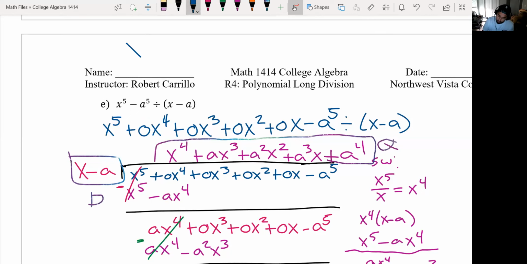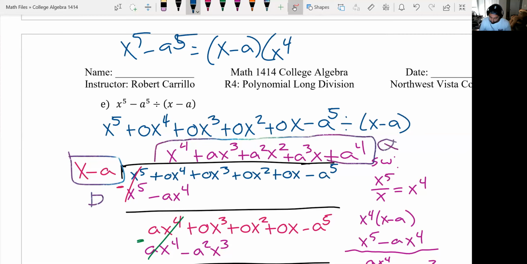If we gave you x to the fourth minus a to the fourth, that is also a difference of squares. But then they gave us x to the fifth minus a to the fifth. That is a difference of fifths. And by long division, you just witnessed that you can factor a difference of fifths. A difference of fifths would factor to what we just found: x minus a times x to the fourth plus ax cubed plus a squared x squared plus a cubed x plus a to the fourth.